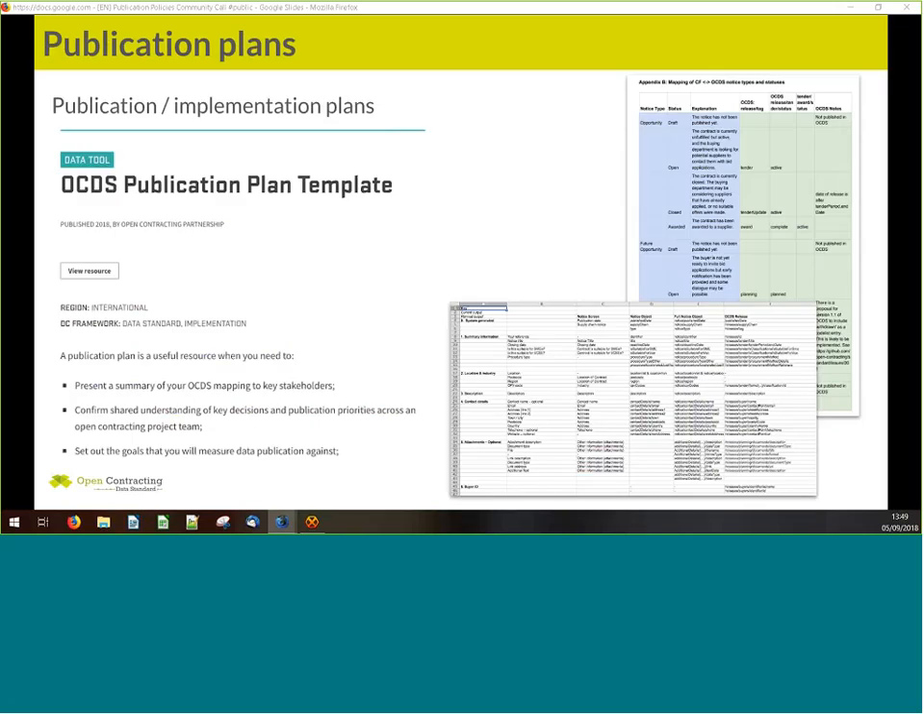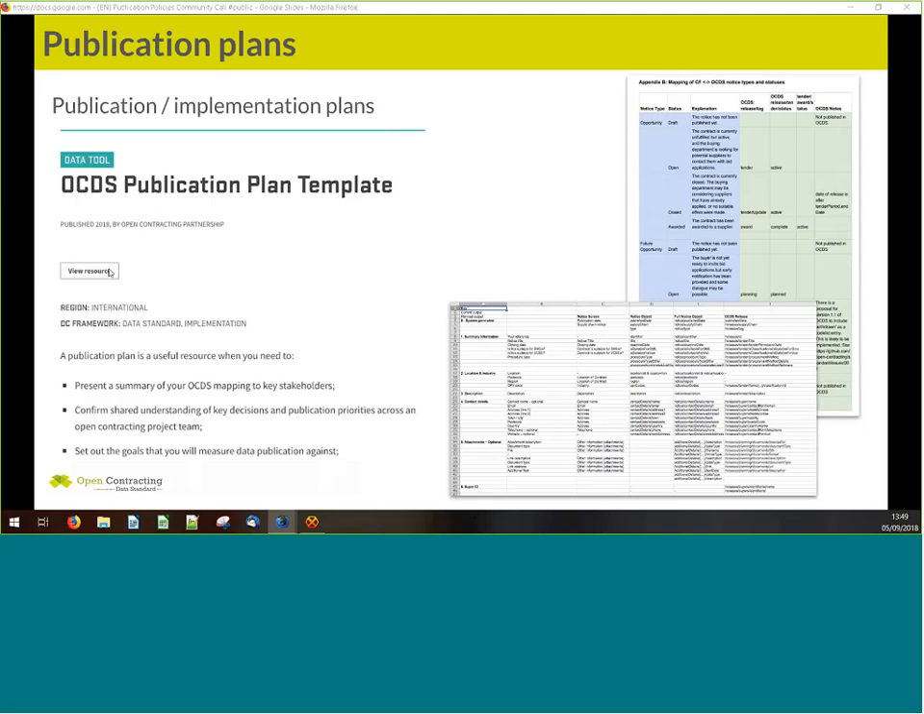The other point mentioned in the publication policy is providing your publication plan or implementation plan. So on the OCP website, we have a template for the publication plan here, which provides you with a way to write up all the major decisions from your OCDS implementation and the mapping between OCDS and your systems. And that really focuses on aligning the publication of data with user needs, so making it really clear why the information has been provided and which parts of the information are useful for different types of user.